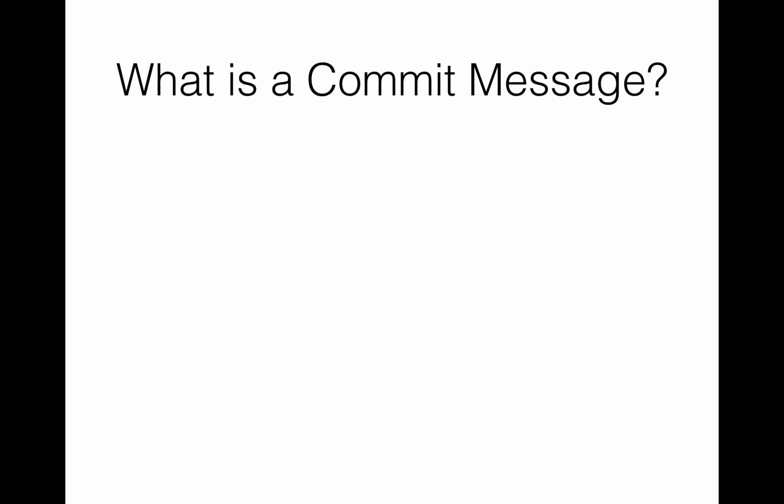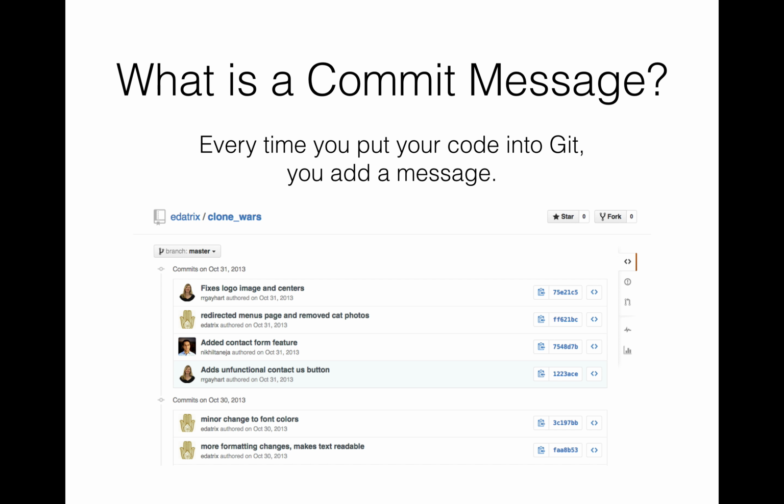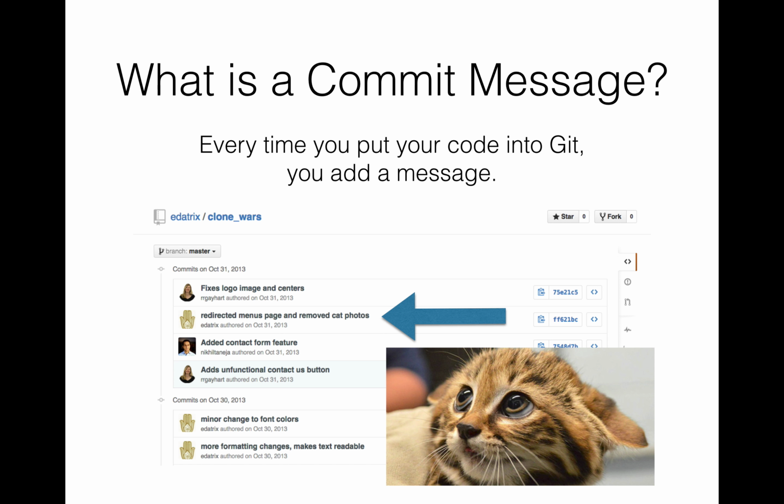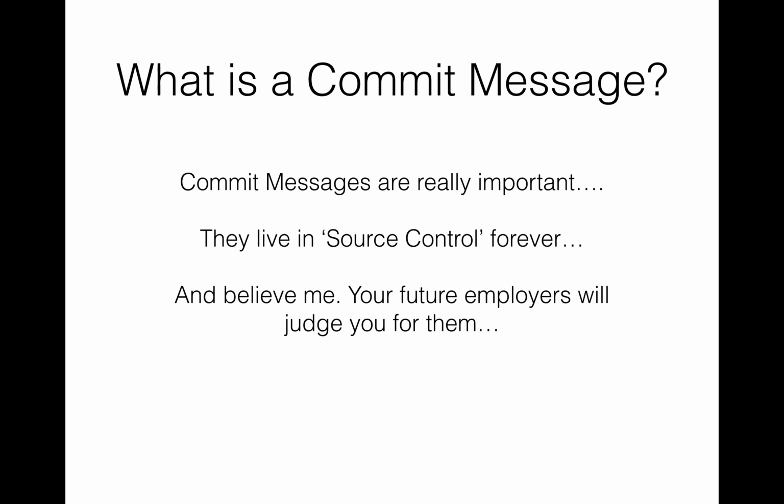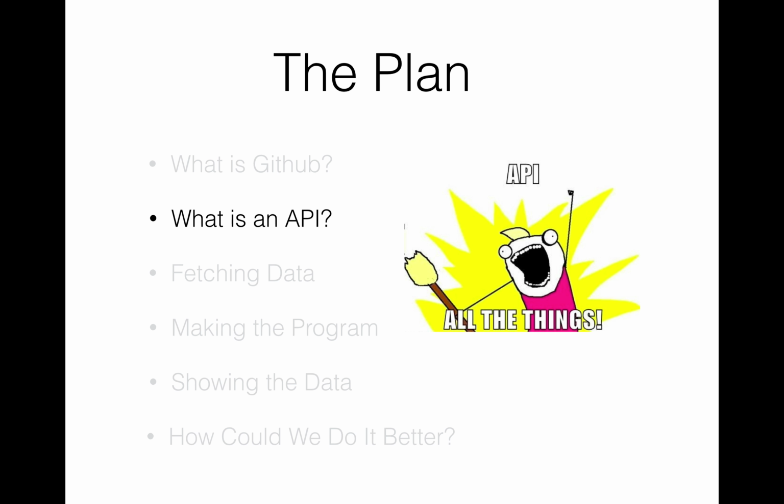So what's a commit message? Every time you put your code into Git, you add a message. Things like fixes logo image and centers, minor changes to font colors, redirected menu page, and removed cat photos. Commit messages are super important. They live in source control pretty much forever, and believe me, your future employers will judge you for them.